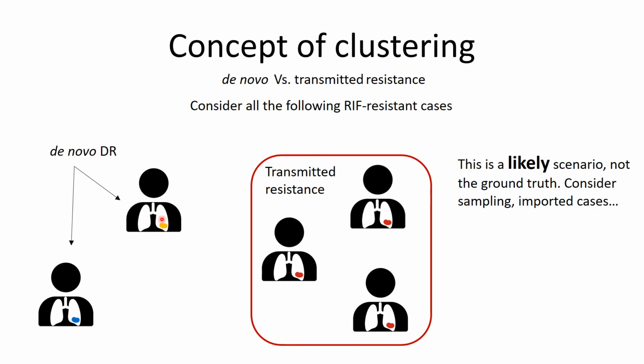So we would say it's a case of de novo drug resistance, but that would be a mistake because actually it was a case of transmitted resistance. Not saying that we cannot use clustering. Clustering can be used as a proxy, as we are representing in this slide, but always bear in mind the limitations.